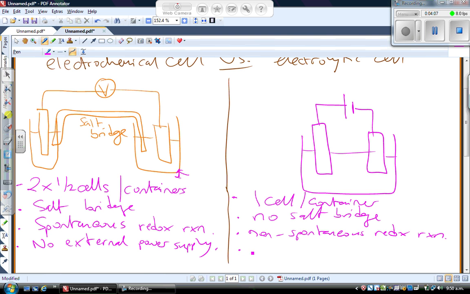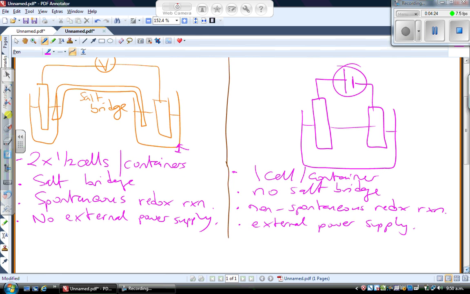Whereas with an electrolytic cell, because this is a non-spontaneous reaction and essentially nothing will occur, then you must use an external power supply, and that external power supply is present in the form of a battery there. Let's scroll on down a little bit more.